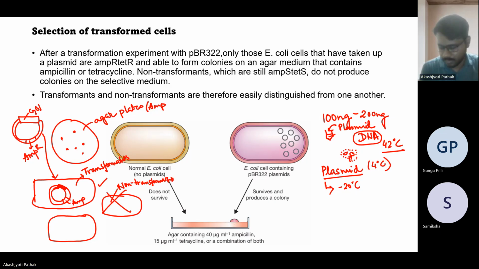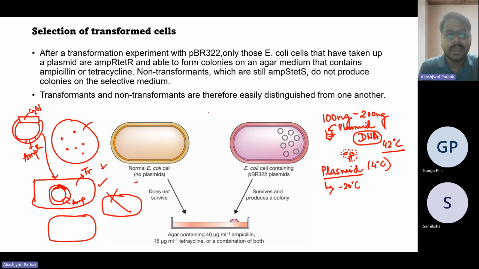So these figures have been taken from the book by T.A. Brown. Here they have given an example of pBR322. pBR322 is a plasmid vector, and this plasmid vector has two types of antibiotic resistance gene. It has an ampicillin resistance gene and it has a tetracycline resistance gene.